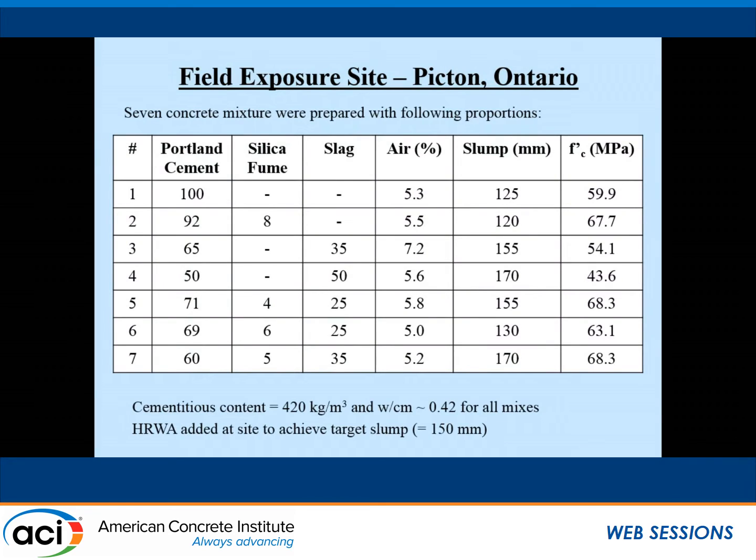These are the mixes that we used. So we had a control mix, a mix with just a binary mix of 8% silica fume. And then we had binary mixes with just straight slag, 35 and 50%, and then 3 ternary mixes, as you can see there, with between 4 to 6% silica fume and 25 to 35% slag.